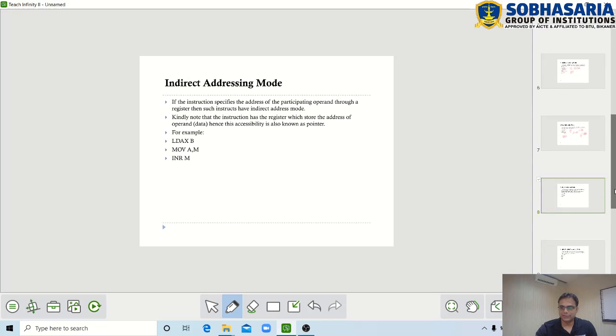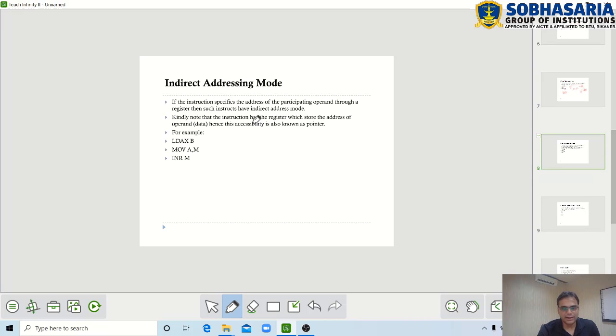Coming next is the indirect addressing mode. Here an instruction will have an indirect address written in a particular register. So here we'll take this example, LDAX B. What is this instruction going to perform? It is going to load the accumulator through the BC pair.